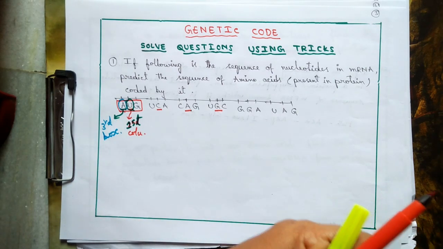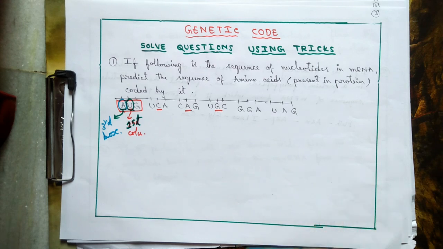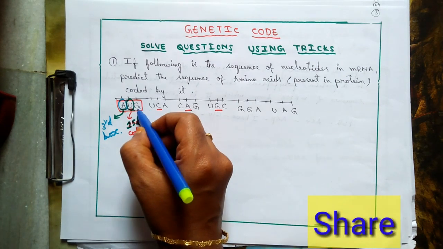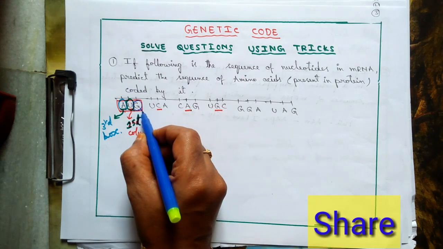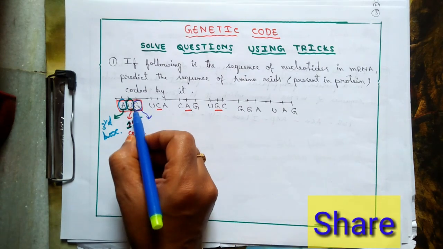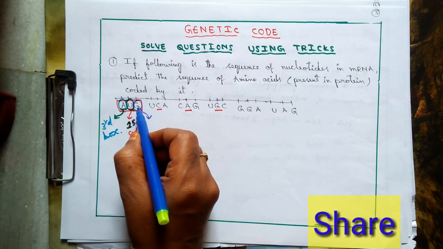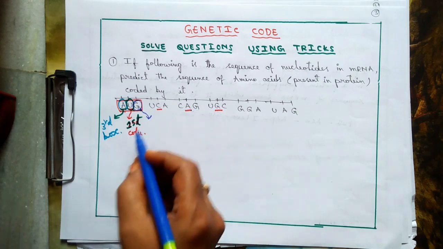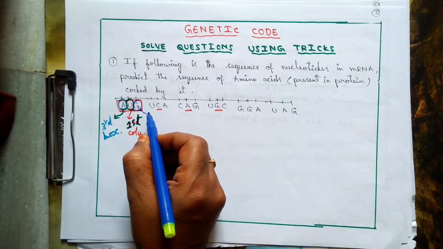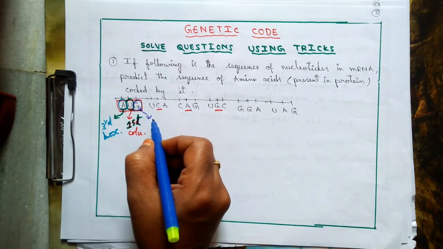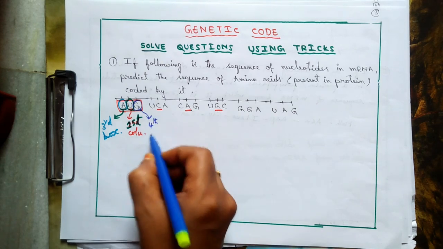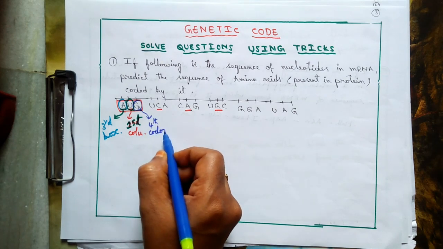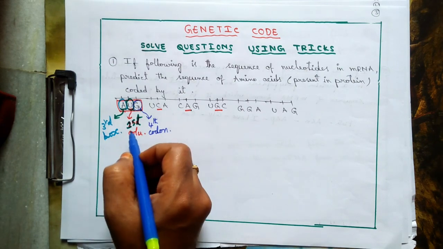Next, coming to the third trick. The third trick is to find the number of the triplet codon within that particular box of that particular column, depending upon the third base in that triplet codon. If the third base is U, it is the first codon in that box. If it is C, the second codon. If it is A, the third codon. If it is G, the fourth codon. So this is the fourth codon present in the third box of the first column.